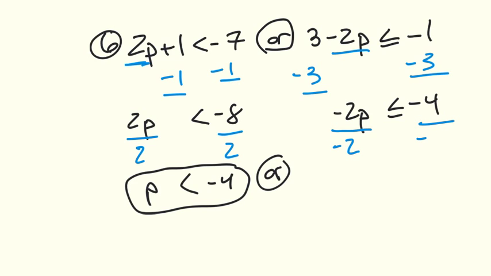So we're going to divide by negative 2 on both sides. Notice that on this side we just get a p, and because we divided by a negative, we're going to have to reverse the inequality. And negative 4 divided by negative 2 is a positive 2.